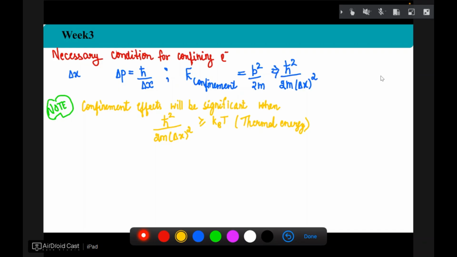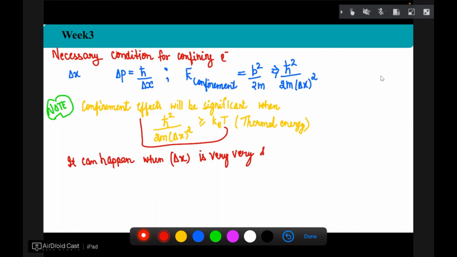So when can this condition be achieved? It can happen when delta X is very, very small. So by using this formula, we can find the thickness of the semiconductor.